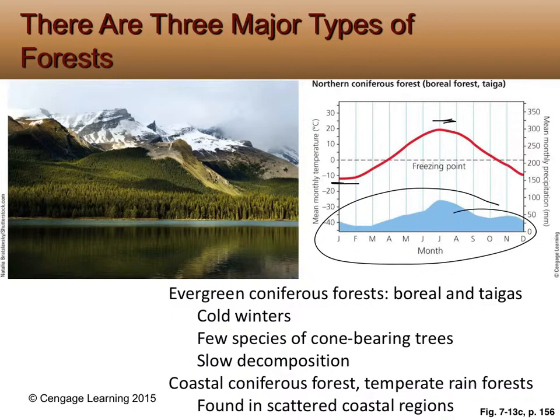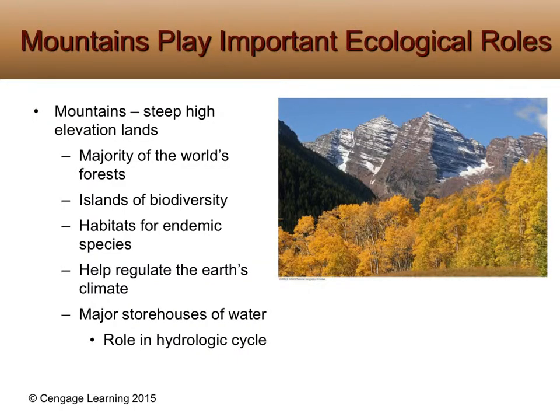The coastal coniferous forests, obviously along regions like Washington State and Oregon, have these. Temperate rainforests come into play with this, where we have temperate rainfall. This would be like northern Canada, where we have ample rain, but we have trees that are conifers like this. They're found in scattered coastal regions, also in Mediterranean regions. California is a good example.